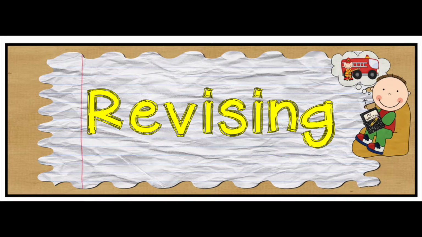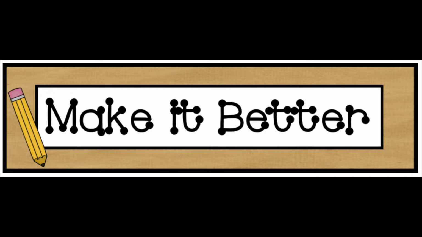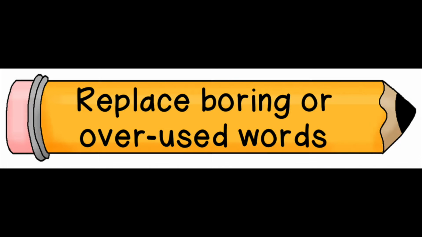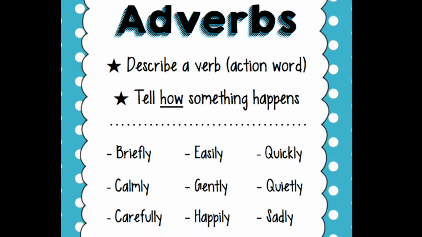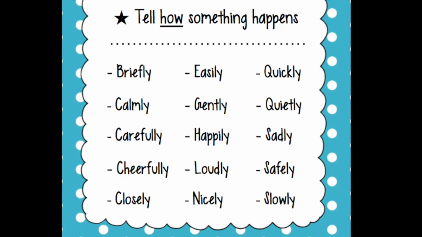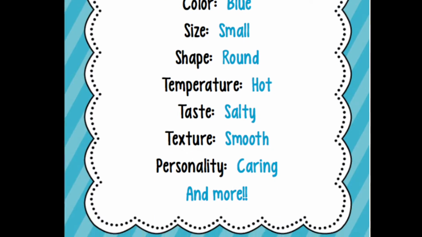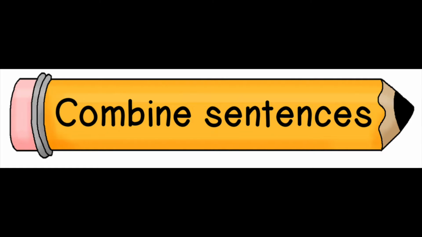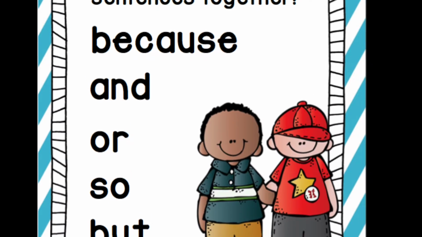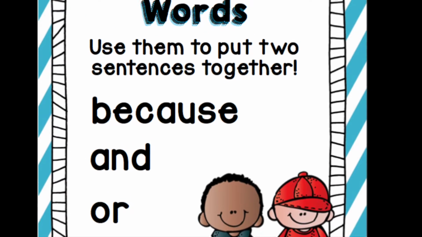The next step in our writing process is revising. This is where we make our draft better. We can do this by replacing boring or overused words with adverbs or adjectives. Next, we can combine sentences using combining words such as but, so, or, and, or because.